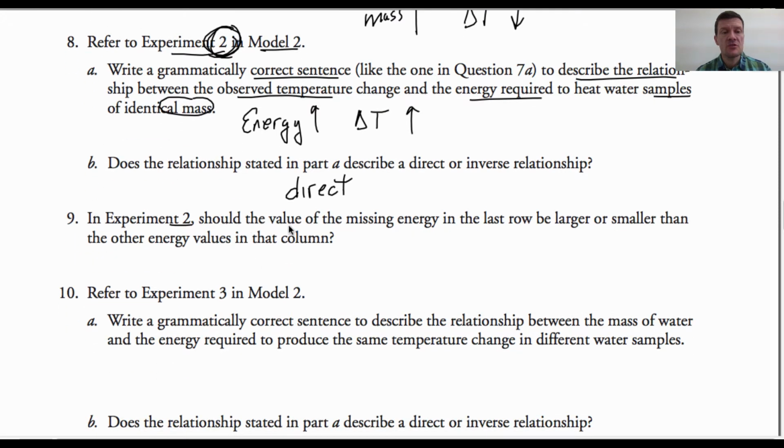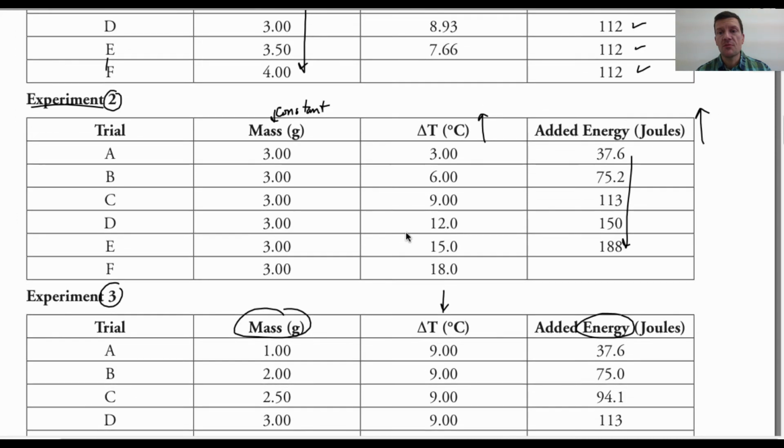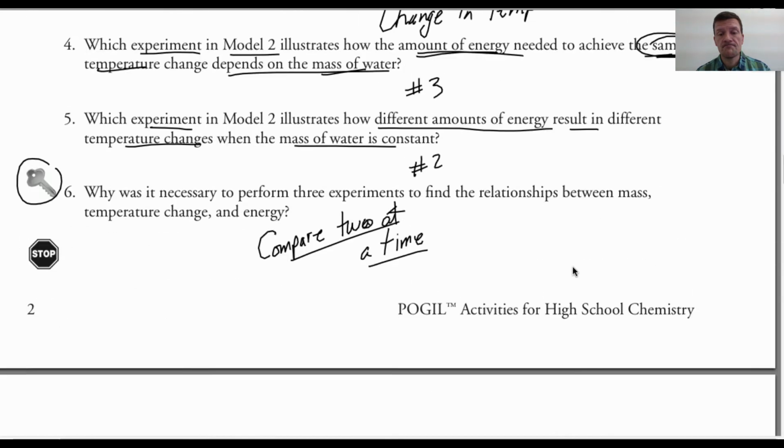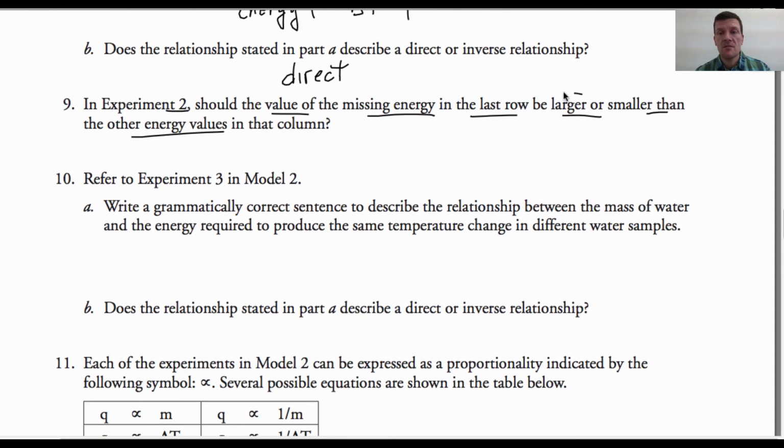In experiment number 2, should the value of the missing energy in the last row be larger or smaller than the other energy values in that column? So they left one blank here because they want you to predict. Well, this should continue to go up, so it should be greater than 188 because the delta T went up as well. And if we wanted to, we could actually graph these and make a better prediction as far as what this value of added energy would actually be close to. Okay? So the last row would be larger.